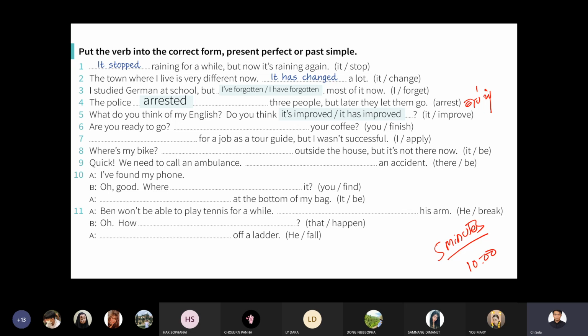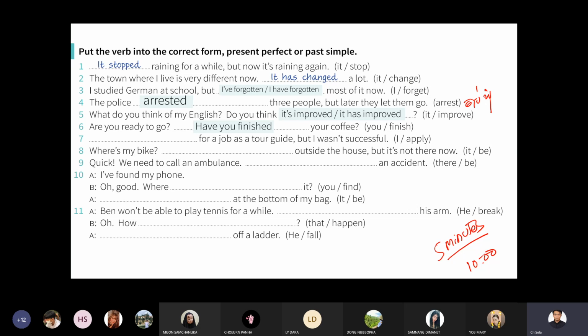Okay, number 6, Chandlika. Yes, teacher. Number 6. Are you ready to go? Did you finish your coffee? Is it talking about a specific time or from what time we don't know up to now? Have you finished your coffee? Yes, have you finished. Sorry, teacher. You always say sorry to me, once every day. No, I'm kidding. All right, no need to say sorry.